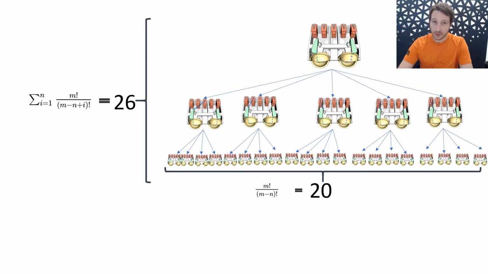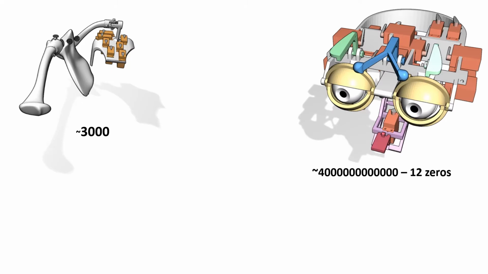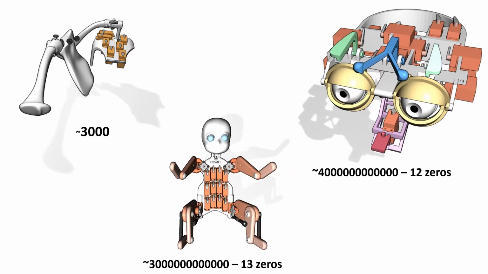These numbers are blowing up extremely fast. Even just for small designs, the number of nodes is immense. A shoulder mechanism with 4 degrees of freedom and 8 motors has around 3000 nodes in the tree. The face with 14 followers and 16 drivers results in a number with 12 zeros. The baby with 24 motors and 10 degrees of freedom has a result in a number with 13 zeros.